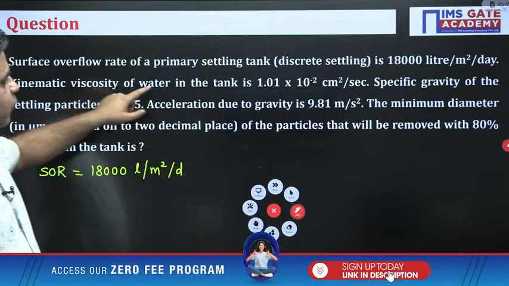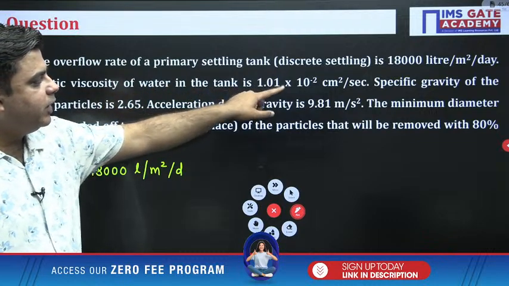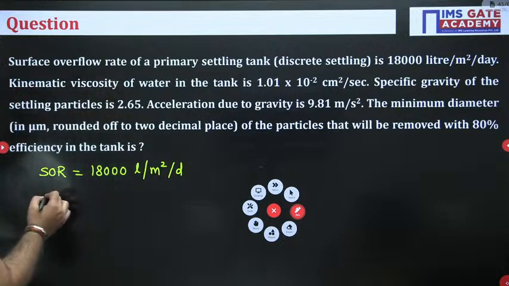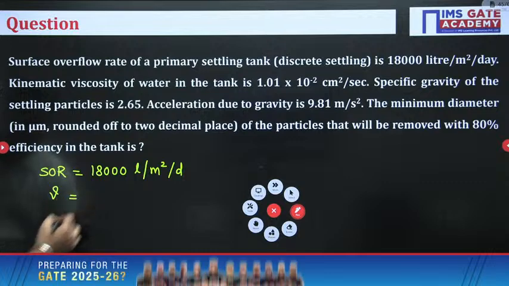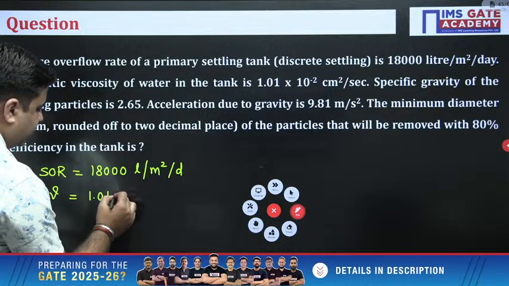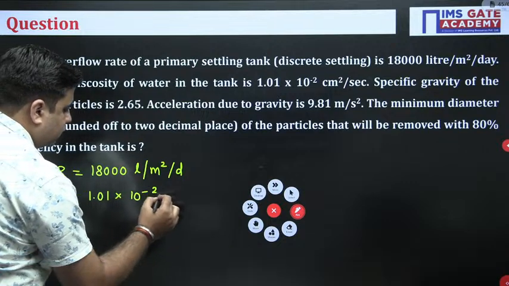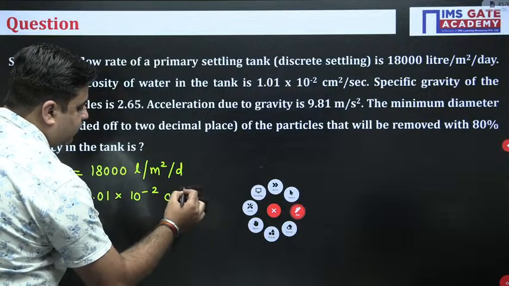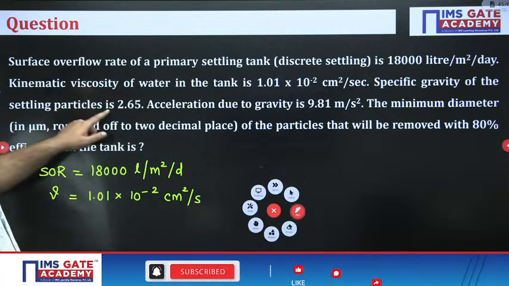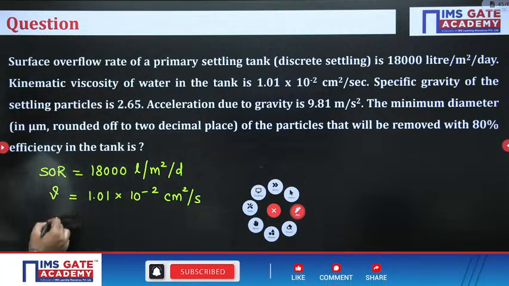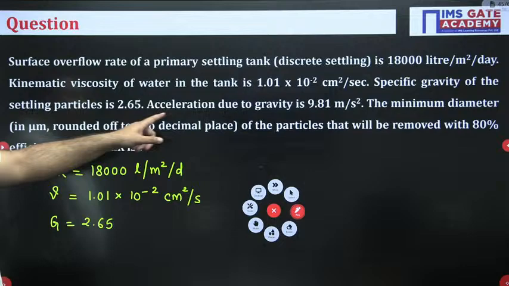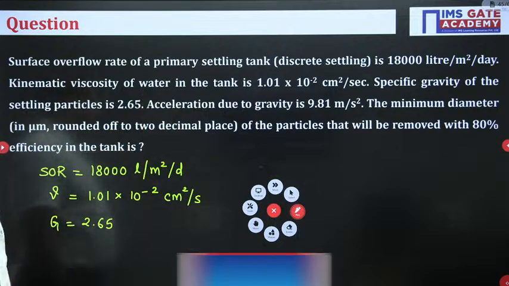Kinematic viscosity of water in the tank is 1.01 into 10 raised power minus 2 centimeter square per second. So kinematic viscosity nu is given to you as 1.01 into 10 raised power minus 2 centimeter square per second. A specific gravity of the settling particle is 2.65. So G is given to you as 2.65. Acceleration due to gravity is 9.81 meter per second square.